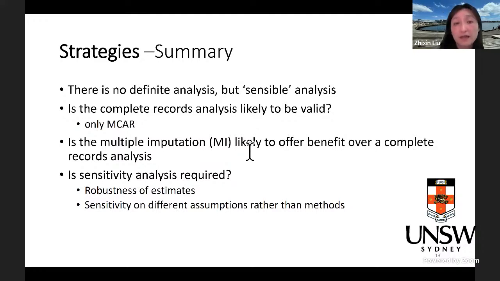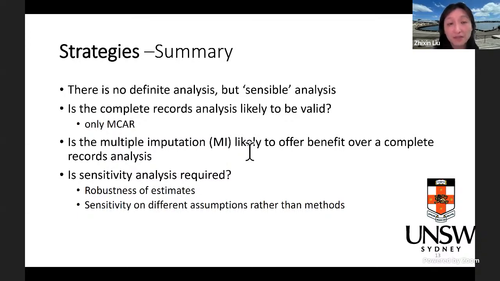Next we can ask whether multiple imputation would actually offer a benefit over a complete record analysis. If it's missing at random, not completely at random, then yes, multiple imputation or maximum likelihood methods would possibly provide unbiased estimates and valid inference, but the complete record analysis would not.